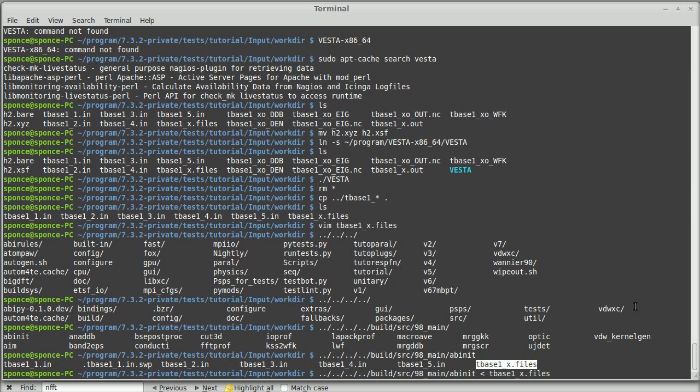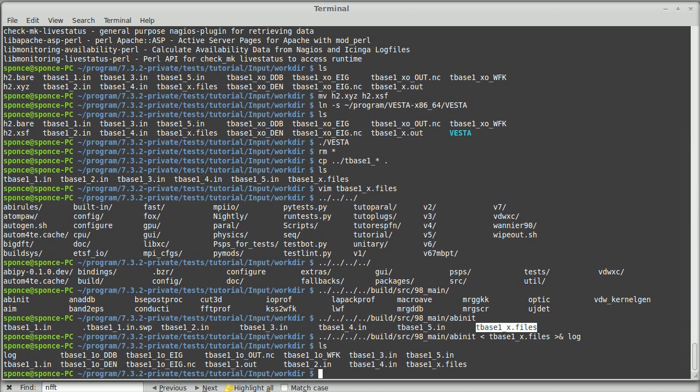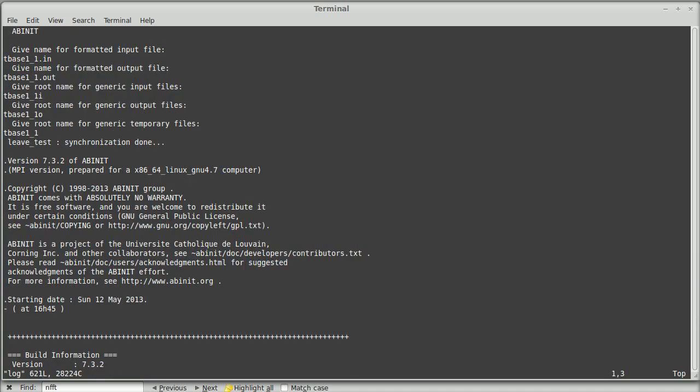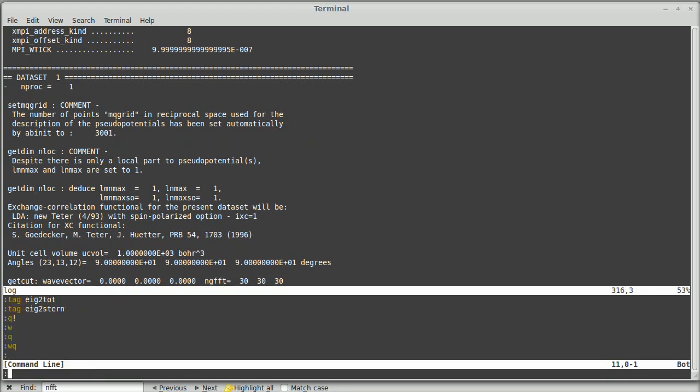I pass the file, and then you can launch ABINIT. But a good way is to redirect the output like this, and you can, for example, call it the log file, so it will redirect the output into the log file. You can see the calculation went very quickly because it's a small calculation, and then it creates a lot of new files. The log file will contain a lot of information, but I will go into it later.